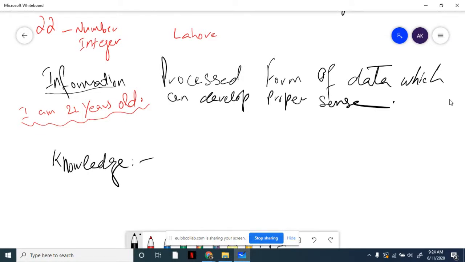What do you think? What is knowledge? In your own words, in light of data and information. We started with data. Then we said if the data is in a form which makes sense, which is understandable to the people, to the public, that would be called information. Now, what is knowledge? It's pretty simple. It's a day-to-day term.